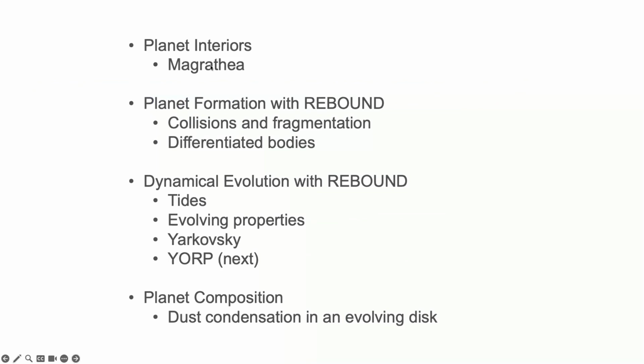There's software for planet interiors called Magrathea. We have stuff that we can use for planet formation, especially for planetesimal accretion. And then we have stuff to model dynamical evolution. This is all code that's been developed for REBOUND. And then at the end, we have this code that does the composition of planetesimals, that does the chemistry of the protoplanetary disk. So all of these are different codes that we've been working on in our group at UNLV and with a number of collaborators.